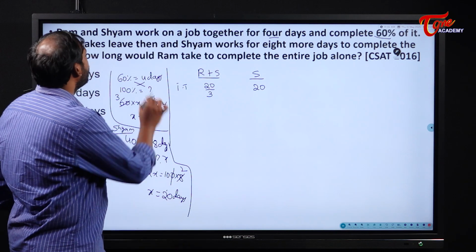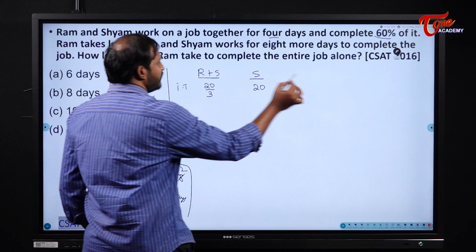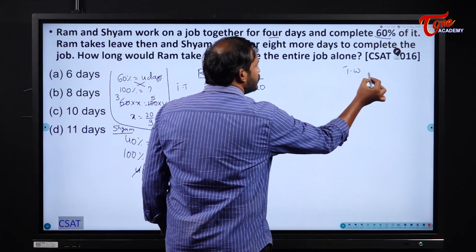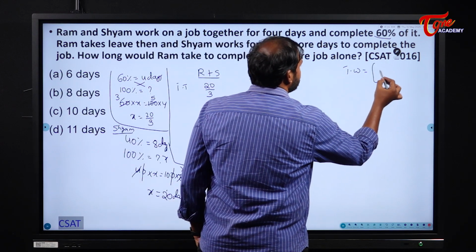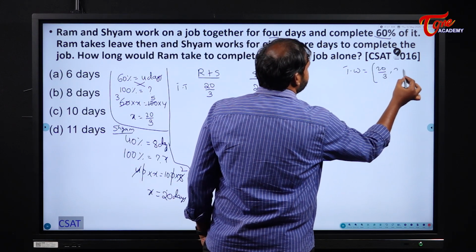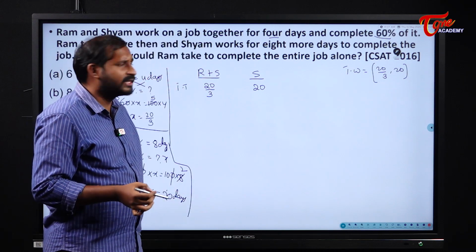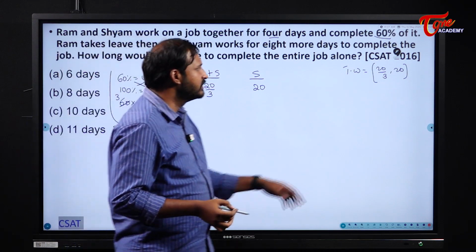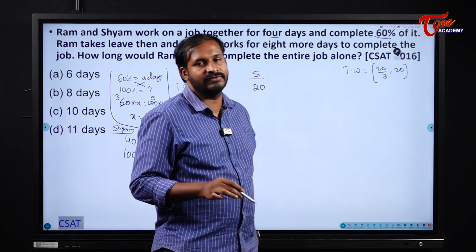Next, how long would Ram take to complete the entire job alone? Now see here, first of all, find out the total work. What is the total work? LCM of given times. What is the LCM of 20 by 3, comma 20? Which one is the biggest one here? 20. Right? So is 20 divisible by 20 by 3? Yes. 20 is divisible by 20 by 3.